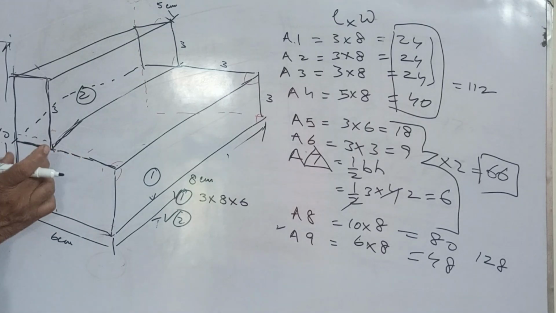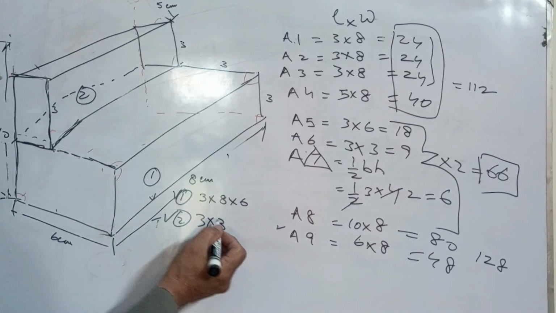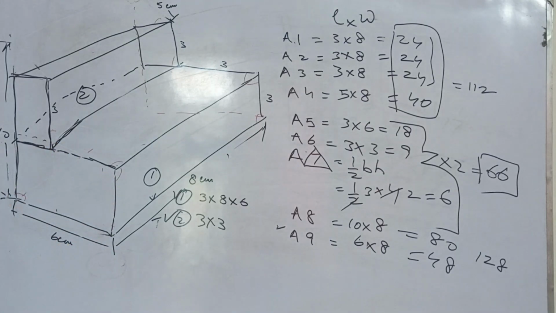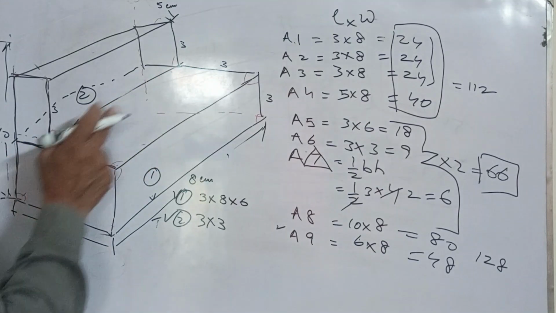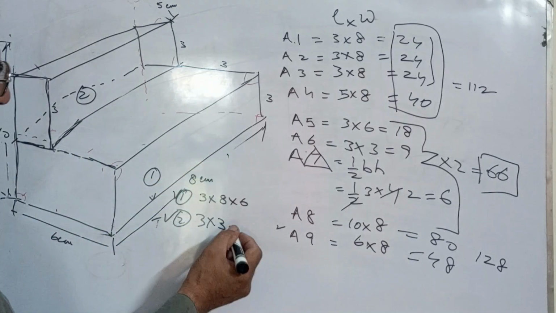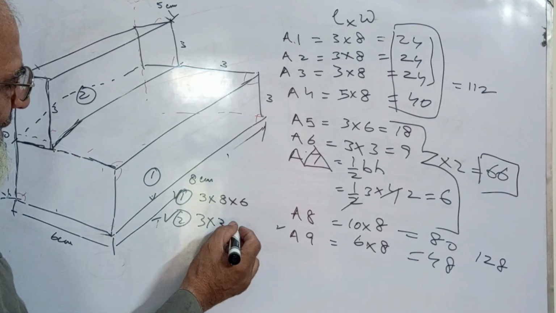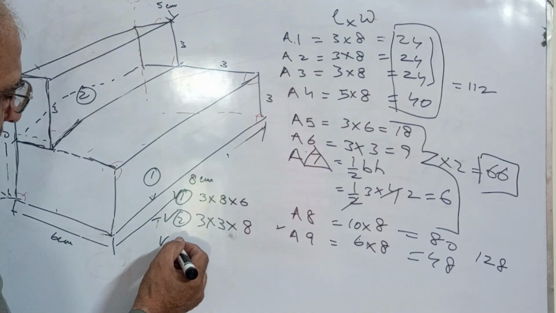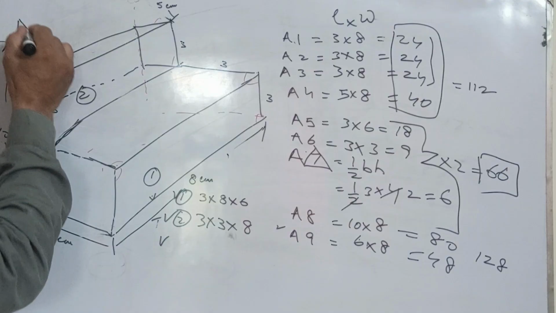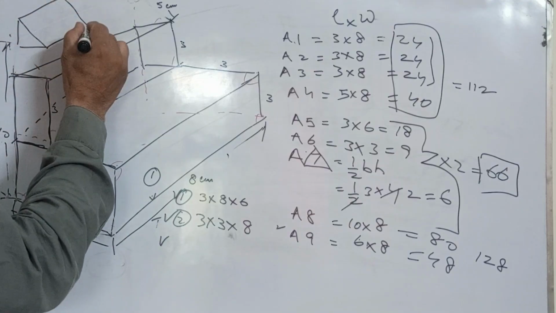Yes, this was 3, I think. Yes, 3 multiplied by 3, because this was 3, and yes, this is 3. 3 plus 3, 6. Okay. This was 3, this was 3, and again 3, 3, and 8. 3, 3, 8. And now the volume of the triangular part. This was like this. Okay, this is the triangular part.